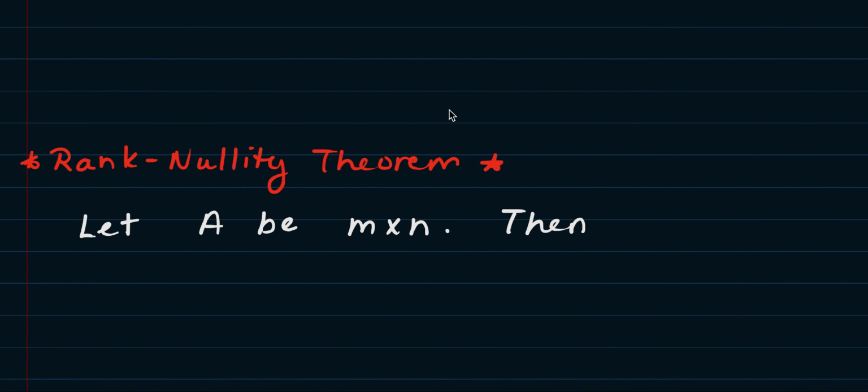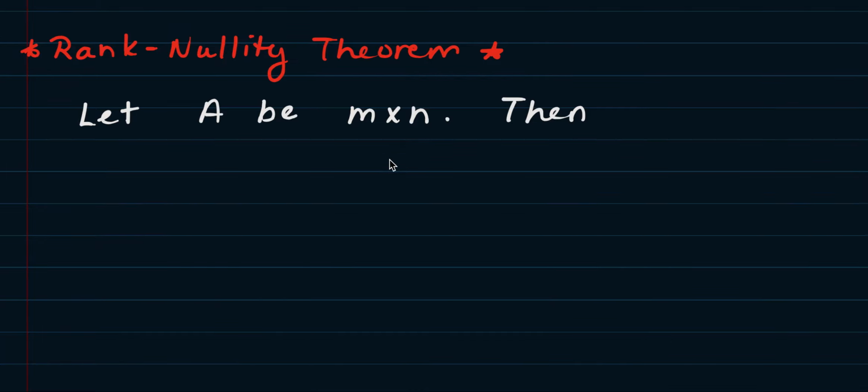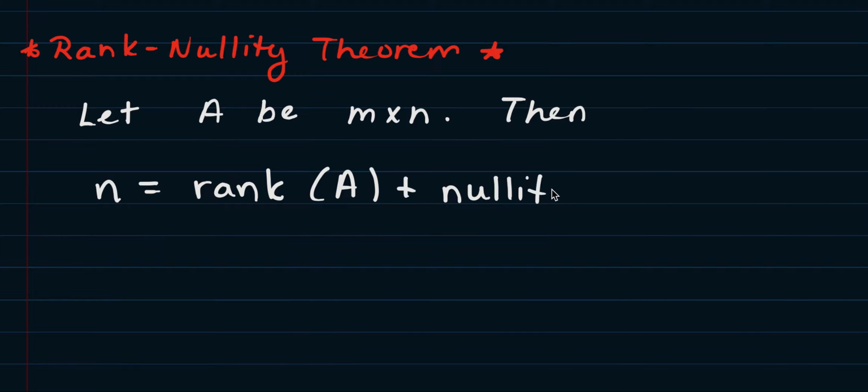This is called the rank nullity theorem. If we have a matrix A that's M by N, then N is equal to the rank of A plus the nullity of A. So if you know the size of the matrix and you know the rank of the matrix, you can find the nullity just by taking N and subtracting the rank. That'll give you the nullity. That's how you can use this theorem. Or if you know the nullity and you want to figure out the rank, N minus the nullity will give you the rank.